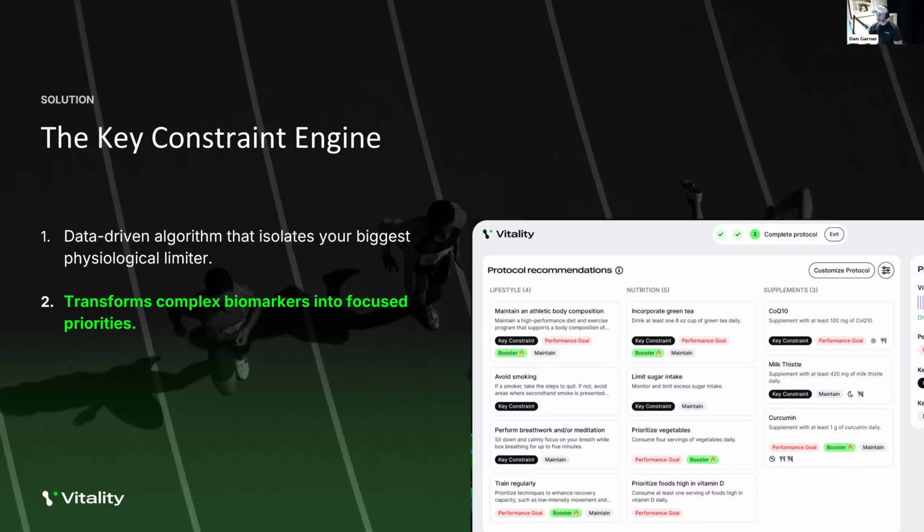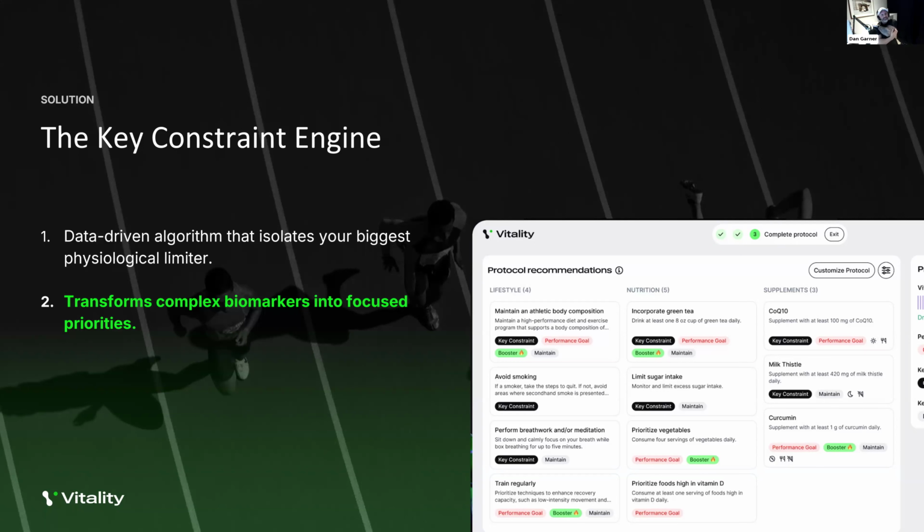Number two, it transforms complex biomarkers into focused priorities. So you're going to be able to see, when you're applying protocol recommendations for yourself or for a client, which ones are key constraint focused and which ones aren't. So you're essentially removing the idea that biomarkers live on islands. We know that the body operates as one system. It operates as one unit. Biomarkers shouldn't live on islands. So treating them separately is not the best move for maximum ROI.